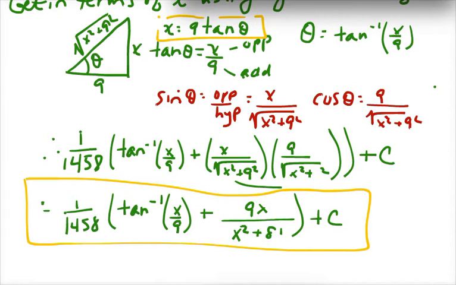So it's a tangent trig substitution with a little bit of a twist. And the twist was using the double angle identity.